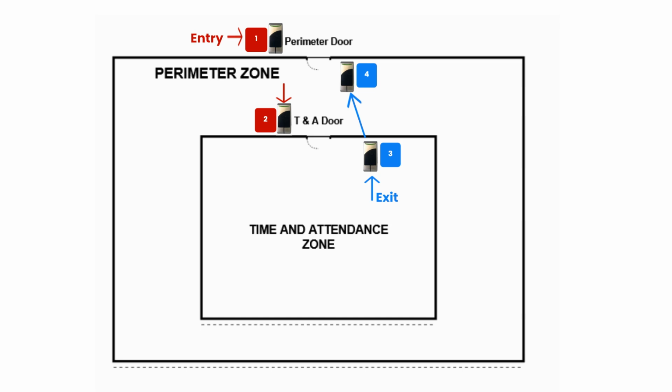If an employee manages to exit the perimeter zone without clocking out, they will be denied entry upon their return the next day, as the system assumes they should still be within the time and attendance zone due to not having clocked out the previous day.